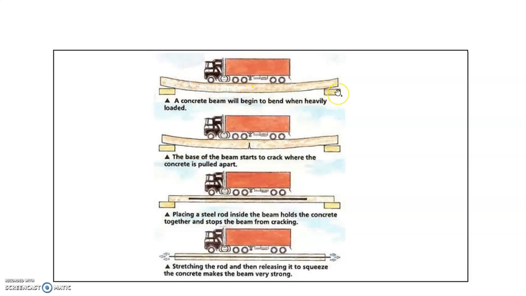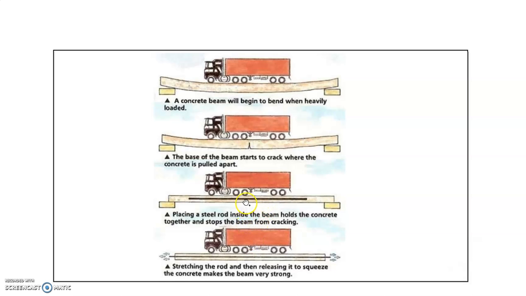A simply supported beam is subject to bending when a heavy load is acting over the structure. The same beam gets cracked. Next, when the same beam is strengthened by steel rods, it can avoid the cracks.